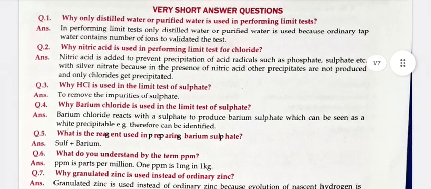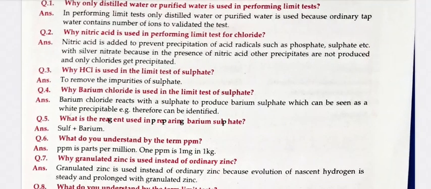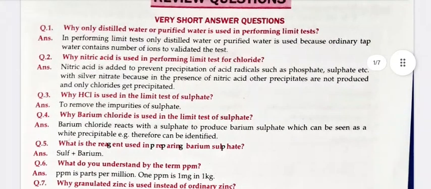Okay, so third, why is hydrochloric acid used in the limit test of sulfate? To remove the impurities of carbonate. So the same answer you can write as for why nitric acid is used in performing the limit test for chloride. Also you can write to remove the impurities of chloride. Instead of sulfate, here you have to write chloride.